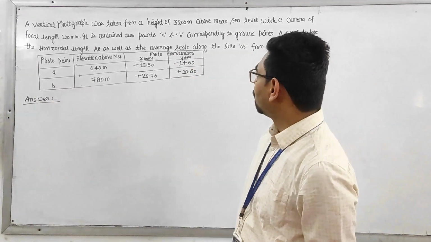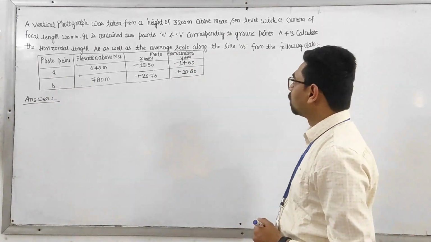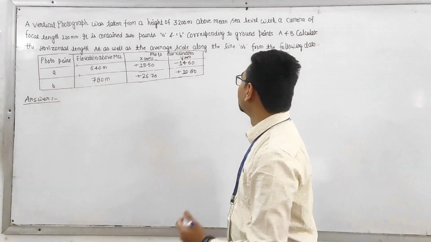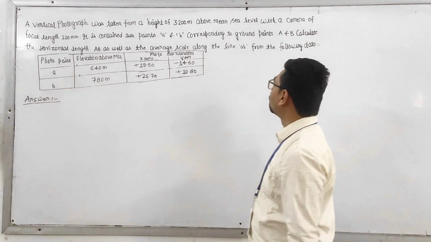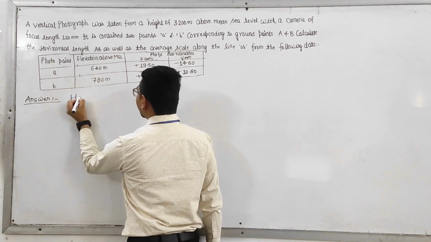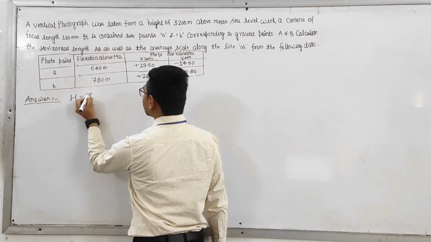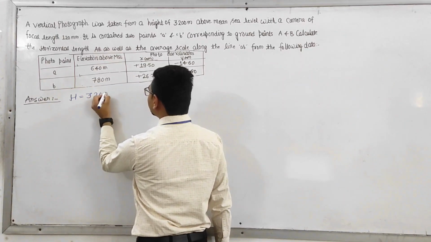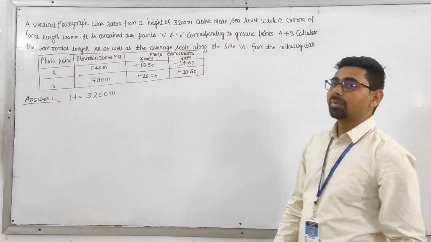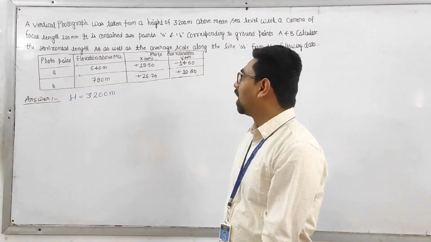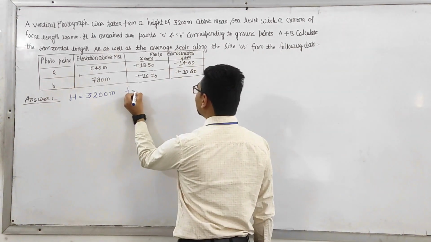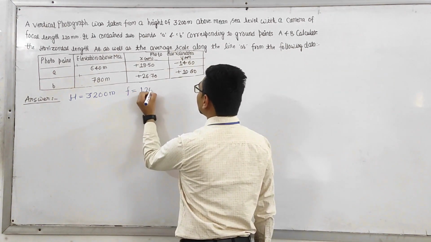The question says that a vertical photograph was taken from a height of 3200 meter above the mean sea level. It means we have a value of capital H equal to 3200 meter, with a camera of focal length 120 mm. It means F is equal to 120 mm.